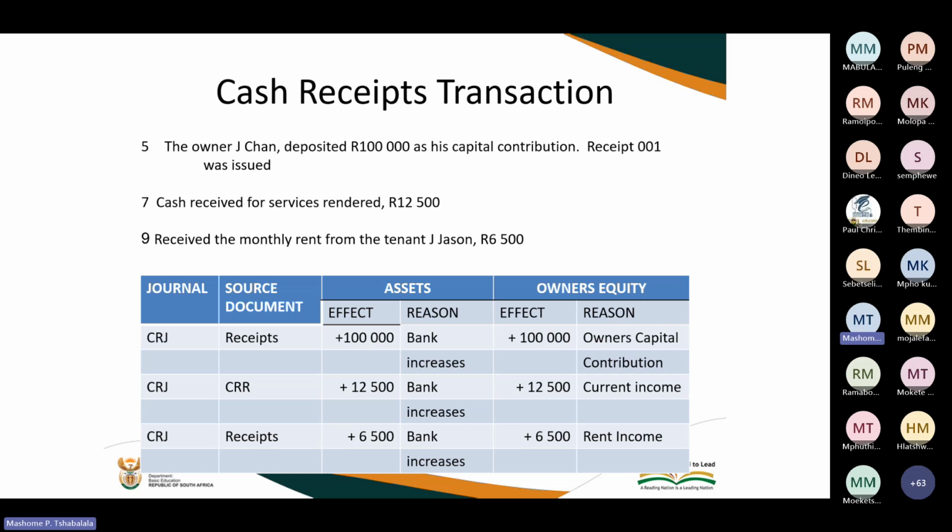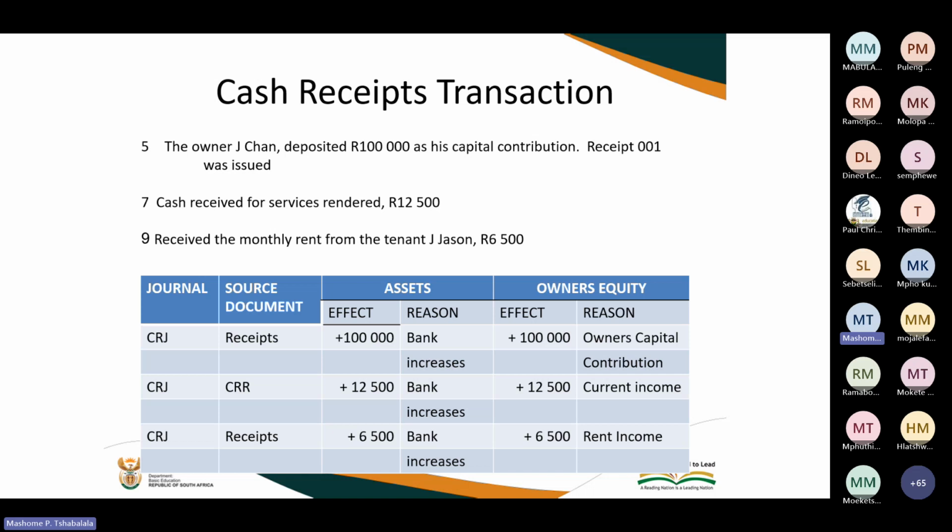Now moving to the transactions, analysis of the transaction. Now we analyze the transactions. The first one: on the 5th of this month, the owner, Jay Chen, deposited 100,000 as his capital contribution. Receipt number 001 was issued. Now, when we analyze these transactions, we are using this table, learners, which shows journal, source document, assets, owner's equity.